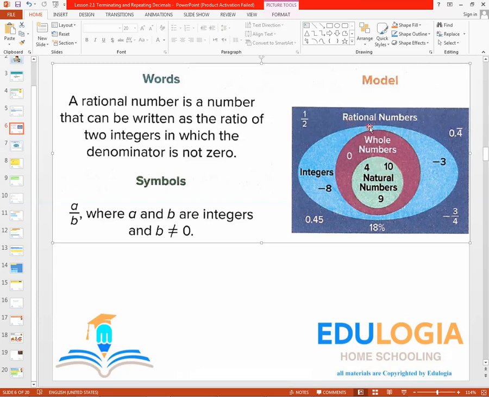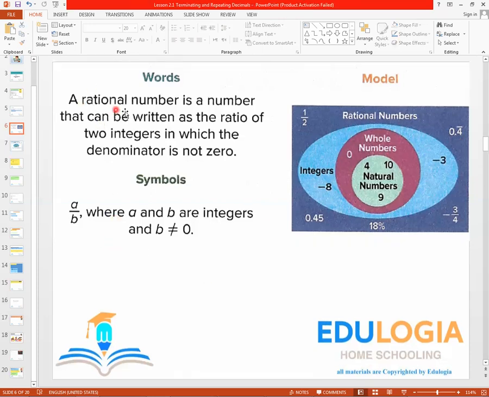For the rational numbers, the rational numbers set contains all naturals, all whole numbers, all integers, and in addition to them, fractions and decimals. For example, half is a rational number. Half is not a whole number, not an integer, not natural. A decimal like 0.45 is a rational number. 0.45 is not an integer, not whole, not natural. It's the same for other numbers like negative 3 over 4, 18%, which is 18 over 100, and also 0.4 where the 4 is recurring, repeated: 0.444 until infinity.